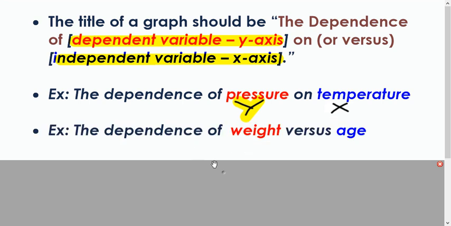The example I gave with a baby's weight versus age: remember, weight is dependent on age, so the dependence of weight on age. So you notice it's just on or versus. This is the correct way to title a scientific graph. If you really look at graph titles in the literature, you will see that it's the dependence of one variable affecting another. So how does your y-axis change relative to your x?